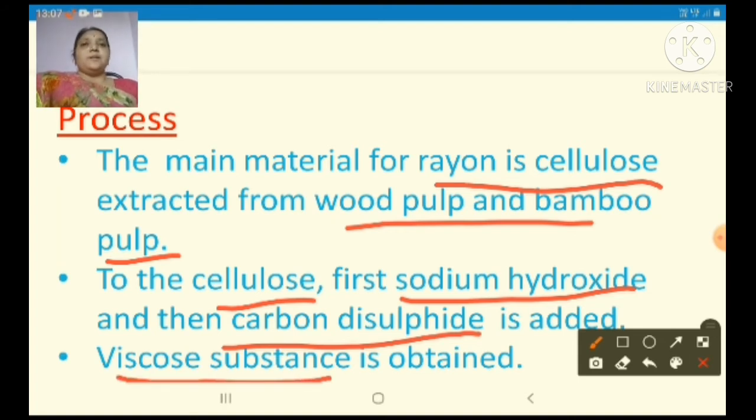Now here is a question. Cellulose, generally we are getting it from plants. So rayon must be a natural fiber. But why are we calling rayon an artificial fiber? Because if you carefully see the process, though we get cellulose from the plants, chemicals are added to this cellulose, like sodium hydroxide and carbon disulfide. So as chemicals are used in the process of making rayon, rayon is an artificial fiber.